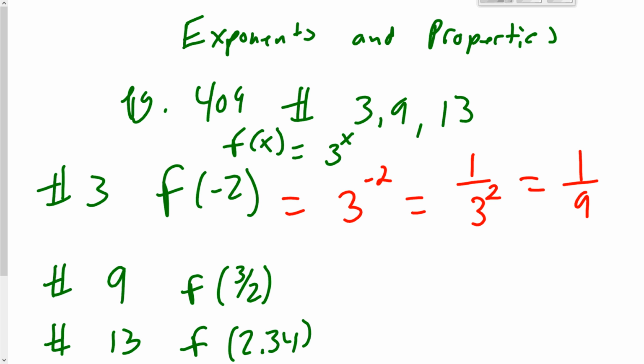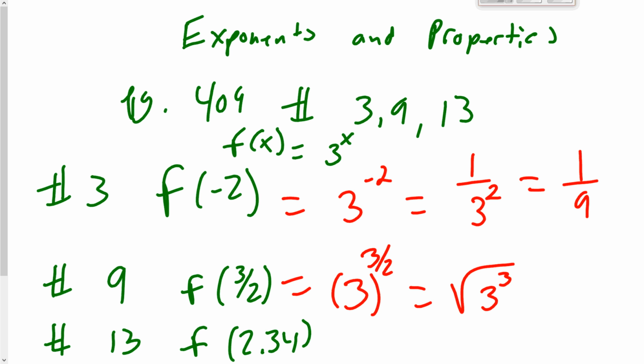Now 3 halves. Did we just do this one? We did this one already, so it's already done for you. So this is the square root of 3 cubed. Or never mind, I guess we did it in g. We did 3 halves into g. Now we're doing 3 halves into f. So it's the square root of 3, and my numerator is my exponent. It is the power. Okay, so I can do the square root of 3 and then cube it, or I can cube 3 and then square it.